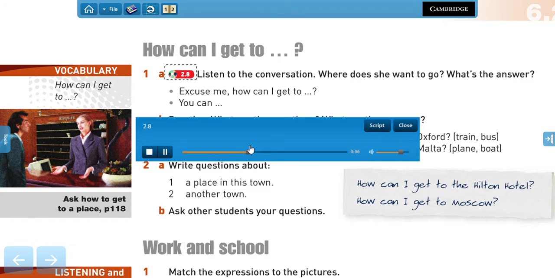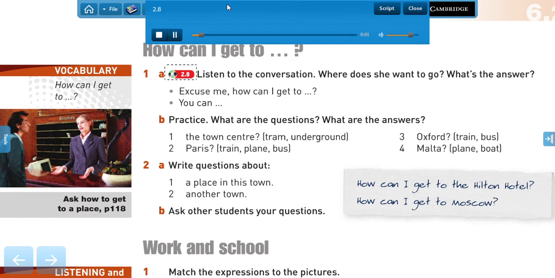Track 8. Excuse me, how can I get to the airport? Well, you can go by train or by taxi.